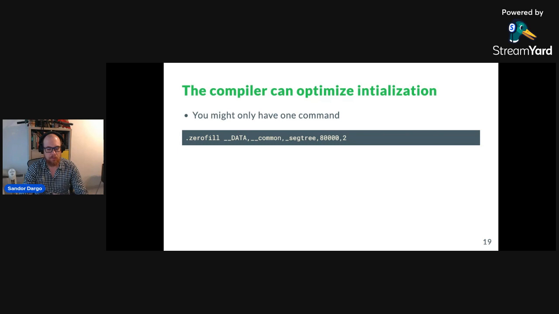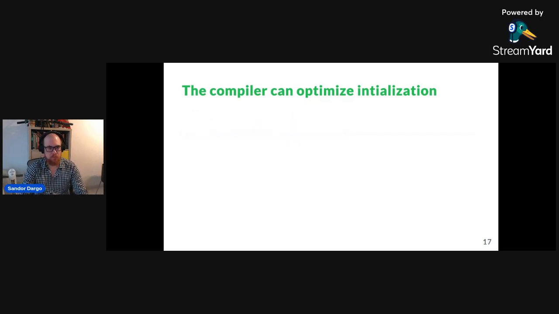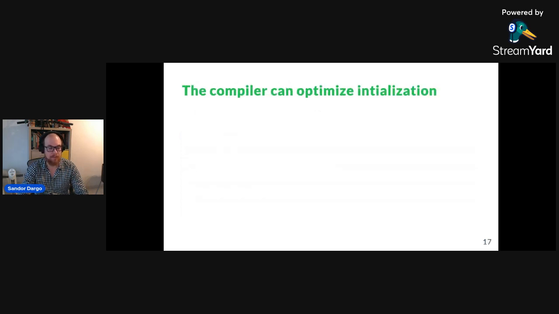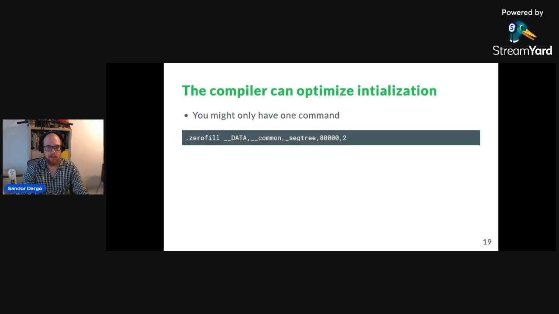And the 80,000 comes, let's move back, from this node. You see that we initialize 10,000, and we have two integers. So basically, we have 2 times 4 bytes in this node. The size of one is 8 bytes, and you take that 10,000 times, and there you have it. You zero fill in the data segment for 80,000 bytes. So think twice about what default value you use.